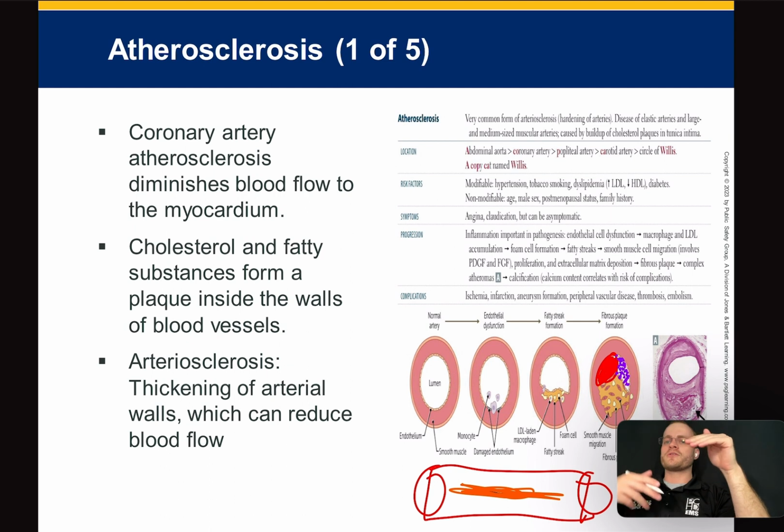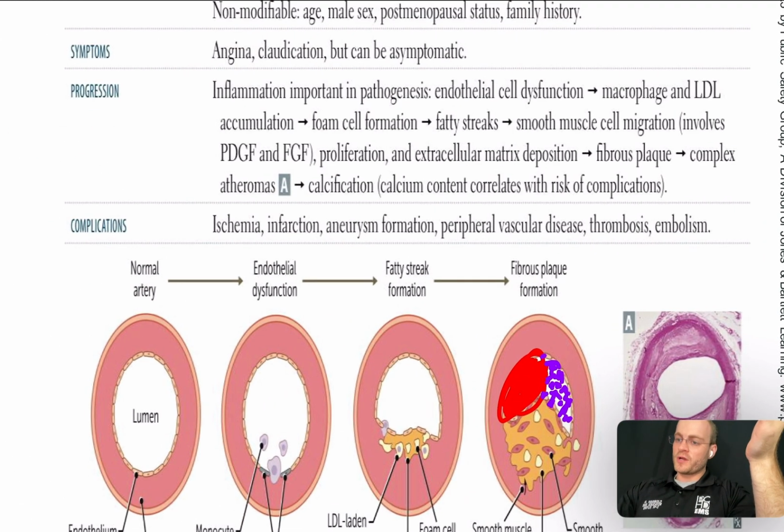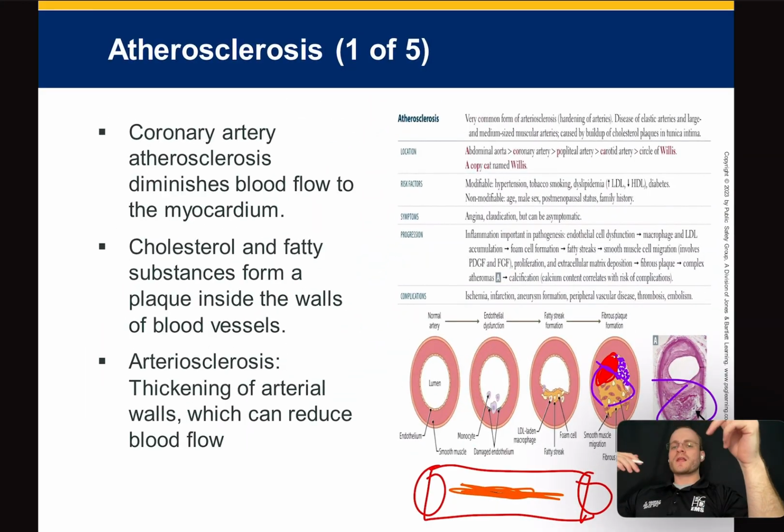Coronary artery atherosclerosis diminishes blood flow to the myocardium. Cholesterol and fatty substances form a plaque inside the walls of the blood vessels. Remember, this is a plaque. Okay, and then there's this other thing called arteriolosclerosis. And this is where it actually thickens and hardens. So these are related, atherosclerosis and arteriolosclerosis.